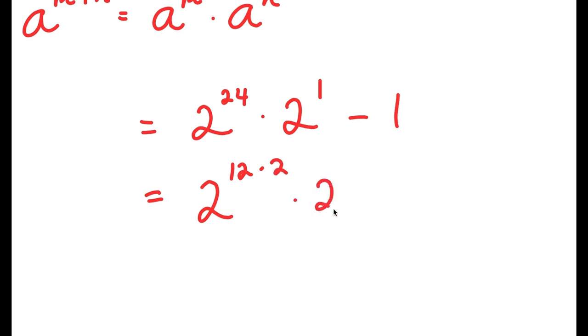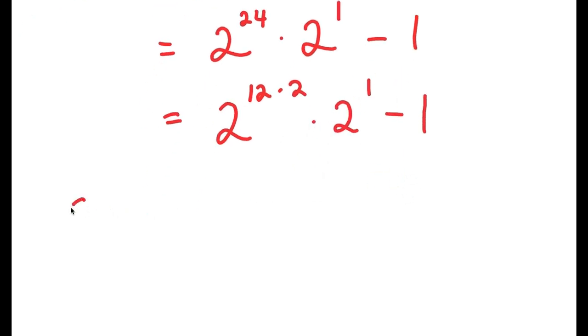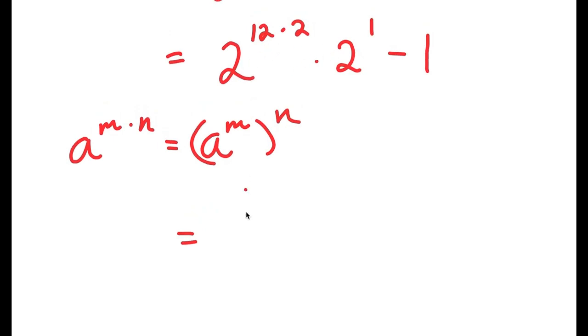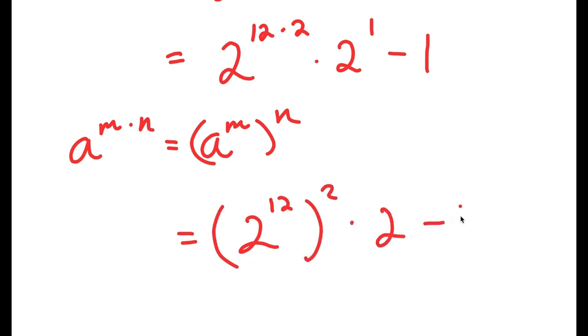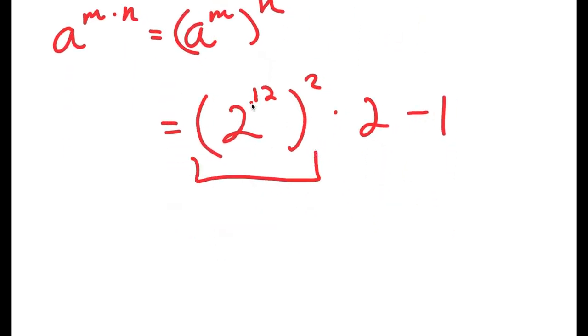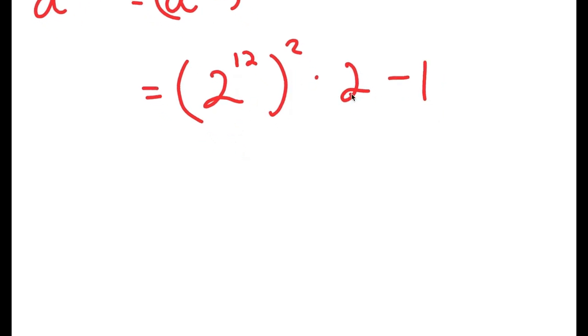times 2. And another property of exponents is that if I have something in the form a to the power of m times n, this is equal to a to the power of m to the power of n. So 2 to the power of 12 times 2 is going to equal 2 to the power of 12 to the power of 2. And I have this times 2 minus 1. So now I'm actually going to plug in the actual value of 2 to the power of 12 because it is small enough that we know the exact value of it.